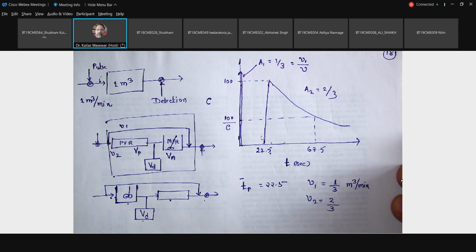Now what is the requirement to find out this particular one? Now the volumetric flow rate is known, TP is known. Okay. Volumetric flow rate is known, TP is known. So what can we get? VP is 1 by 3 into 60 into 22.5. Is it? You can calculate this value.